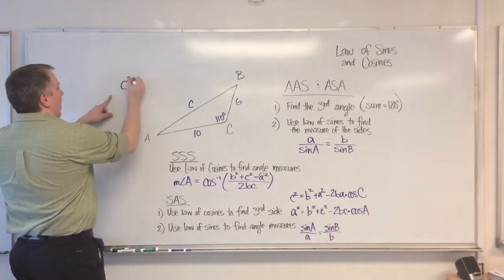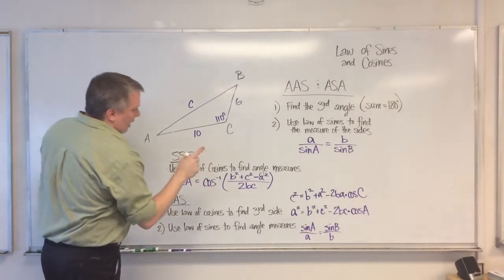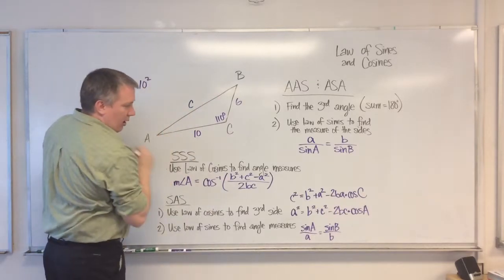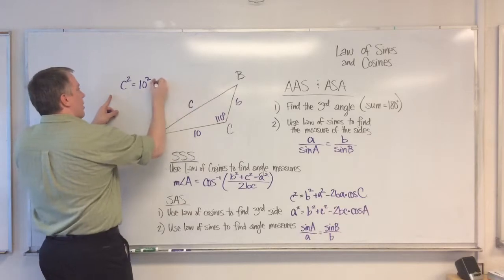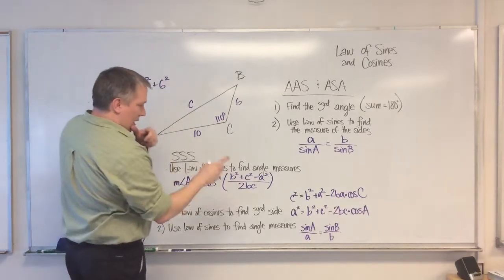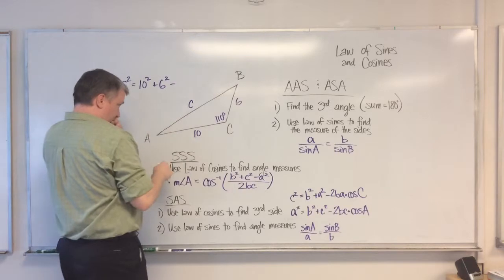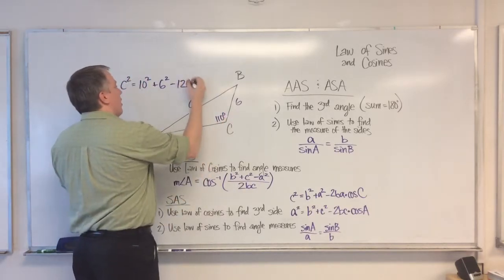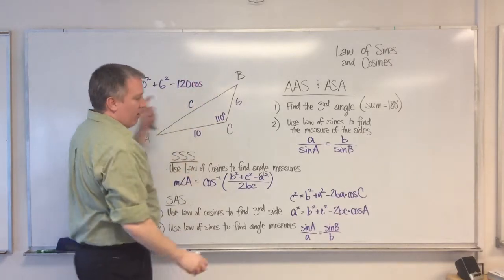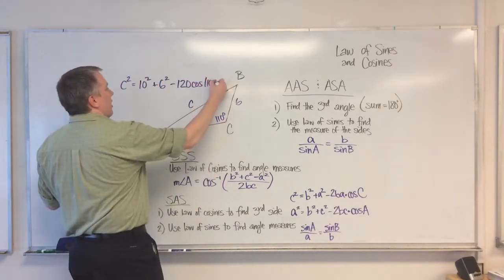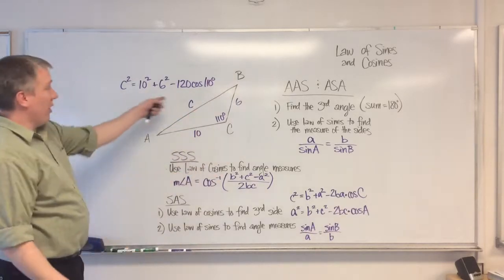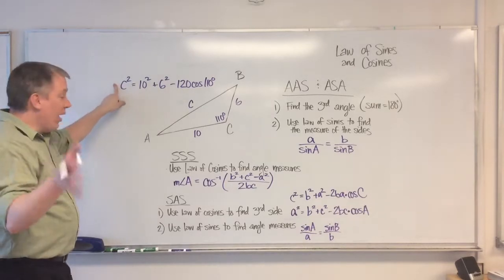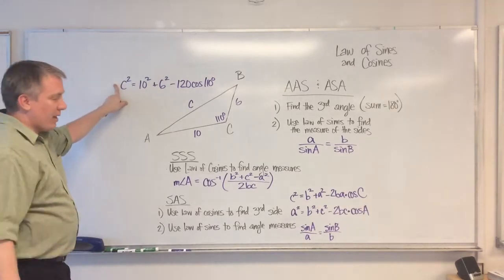C squared, I don't know that, is equal to B squared. B is 10, so 10 squared, plus A squared. A is 6, so plus 6 squared, minus 2BA. So 2 times B is 20, times A is 120, times the cosine of angle C, 110 degrees. Okay? So I would plug that in my calculator, and then to find C, I have to take the square root. So go ahead and pause that and find out what side C is.